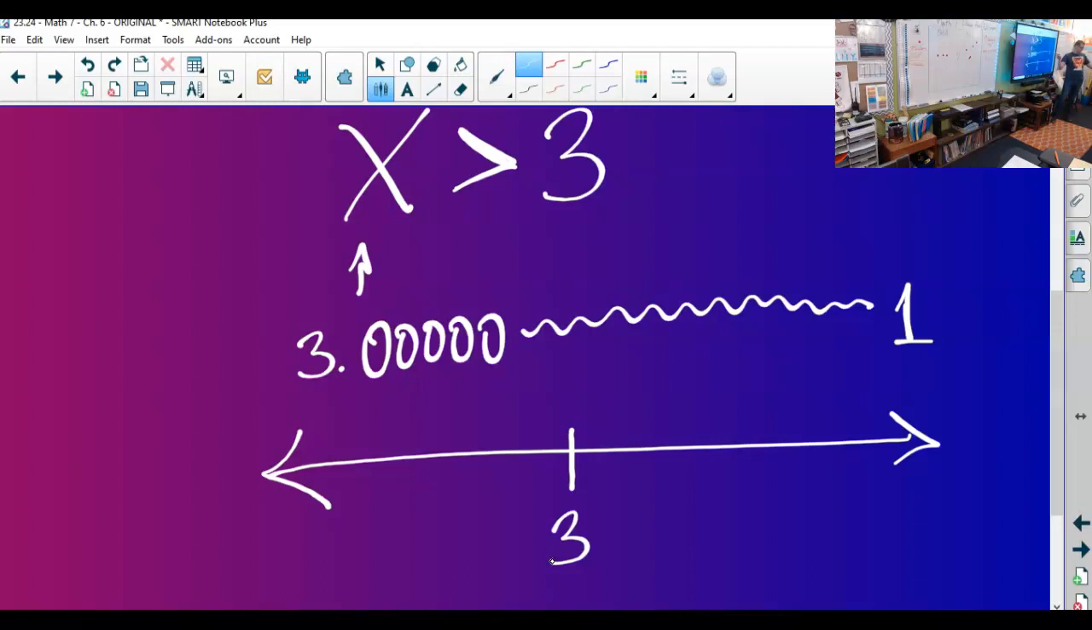Donna, question, comment? Well, I was going to say you could do the open circle. So we start by doing a circle here and we leave it open because 3 is not allowed to be the solution. 3 is not allowed to be x. Right? 3 is not our x. So we leave this open.